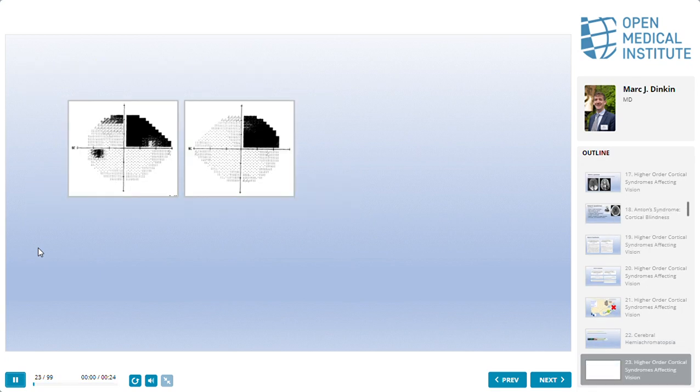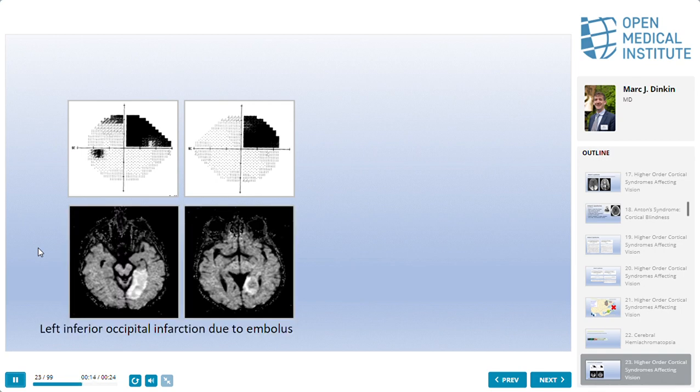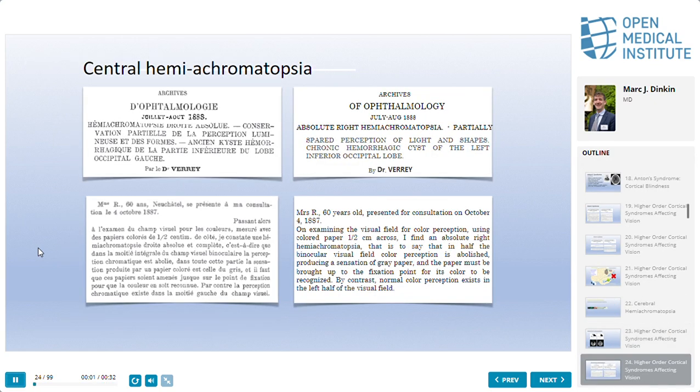So she has loss of color vision down here in this spared area. These are visual fields. So the inferior quadrant is just grayed out from color. So what is this? Here's her infarct, left occipital cortex, due to an embolus. And this is called central hemiachromatopsia. This was described many years ago, in 1888. And in this paper, on right hemiachromatopsia, he described Mrs. R.